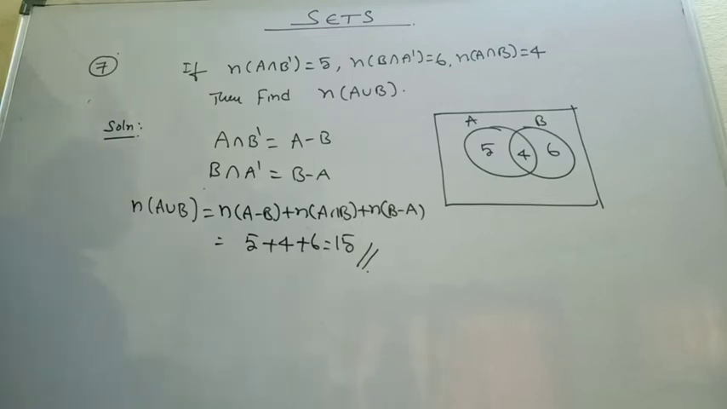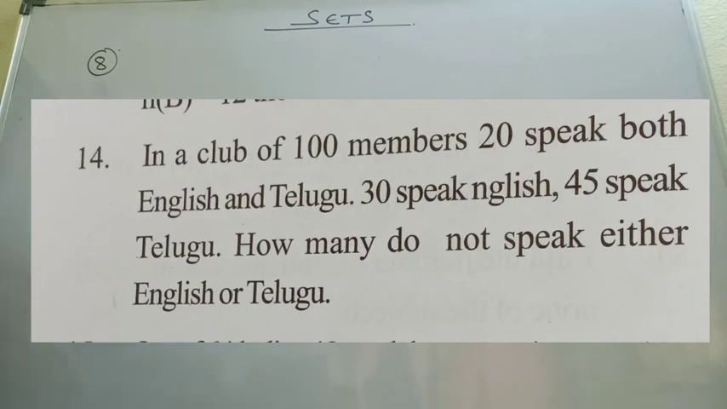Right? Very interesting. Now see, my dear students, we have one more problem. In a club of 100 members, 20 speak both English and Telugu. 30 speak English. 45 speak Telugu. How many do not speak either English or Telugu? Such a nice problem. Let us try to understand this problem.